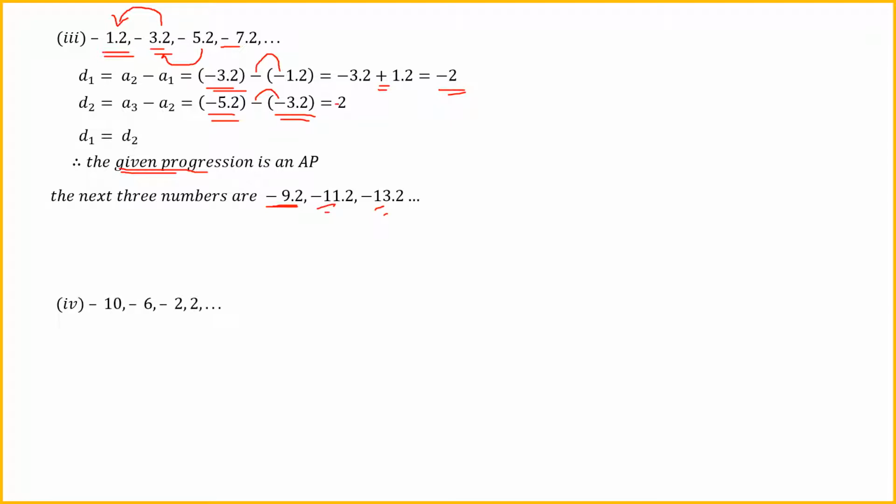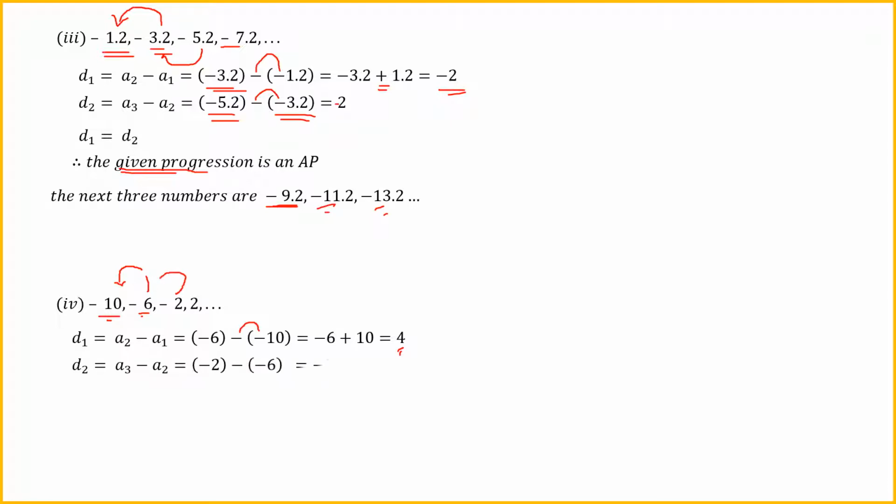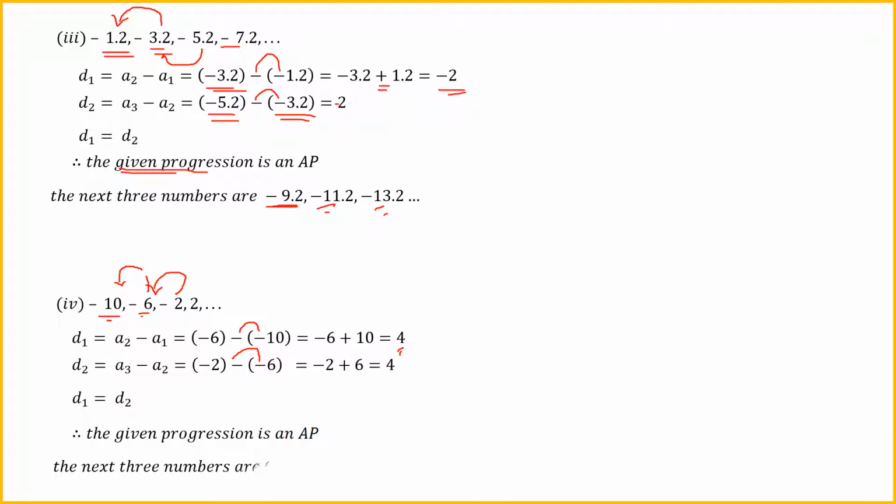Coming to the next question, minus 10, minus 6, minus 2, 2, and so on. The initial number is minus 10, and the next number is minus 6. We are supposed to subtract: minus 6 minus of minus 10. Minus into minus is plus, the difference is 4. And here take minus 2, subtract the previous term, minus 6, where minus into minus is plus, we get 4. Yes, d1 is equal to d2, therefore the given progression is an arithmetic progression. Therefore the next three numbers are 6, 10, 14.